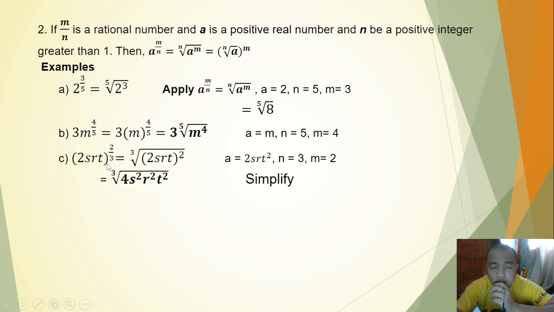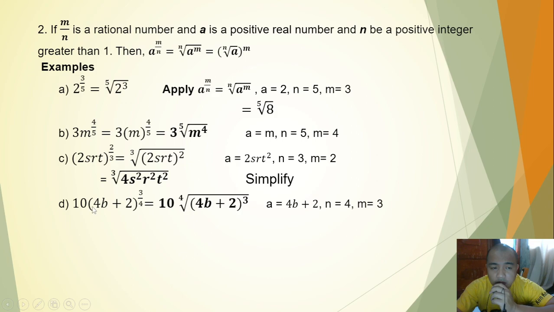How about this? Quantity 2srt raised to 2/3. This means the cube root of 2srt squared. Then we square the 2srt inside the radical sign. So simplify: the cube root of 4s squared r squared t squared.